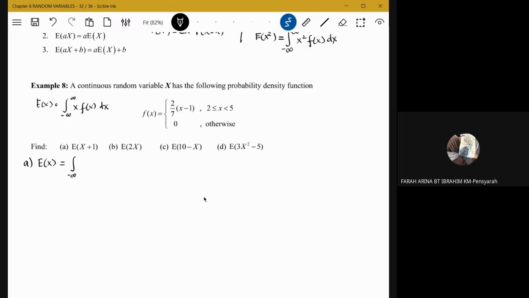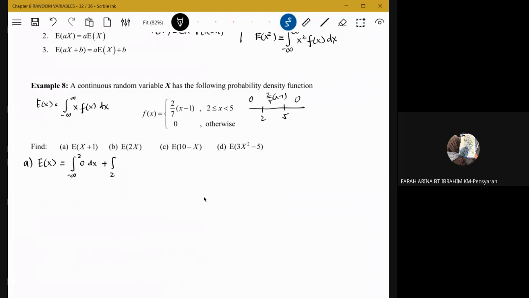So bermaksud untuk function yang kita ada 2 to 5, we have 0 here, 0 here. We have 2 over 7 (x minus 1). So di sini pun kena darab, di sini pun kena darab, mesti tunjuk dalam solution. So we can have negative infinity towards 2, 0 dx. So yang ini tak perlu darab dengan x pun sebab dia akan end up dengan 0.